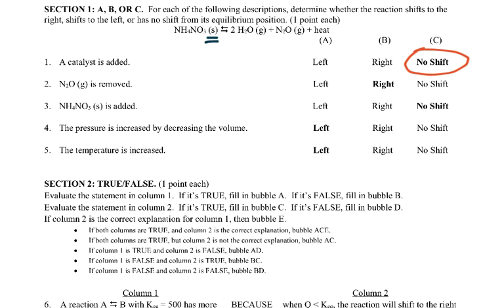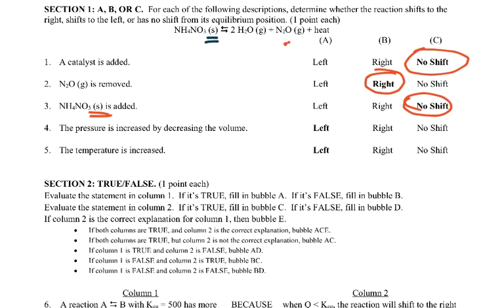Okay, when we get a catalyst, we know that it speeds up both the forward and reverse reactions, so there's no shift. So that's okay. Okay, NO2 gas is removed. If we remove some NO2 gas, then the stress is that there's not enough NO2, so it's going to shift to the right to make up for that. The solid is added. Okay, you put a solid in, that has no shift at all. That does not change the reaction because it does not change the concentrations.